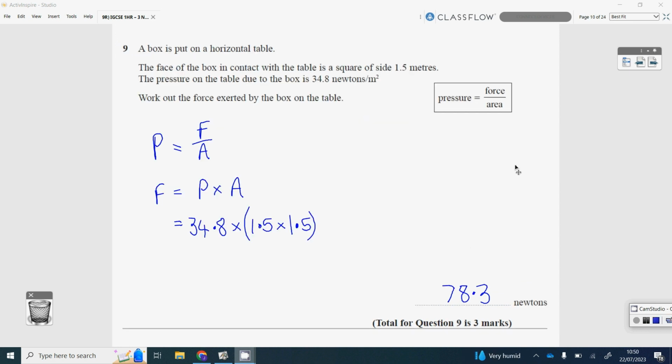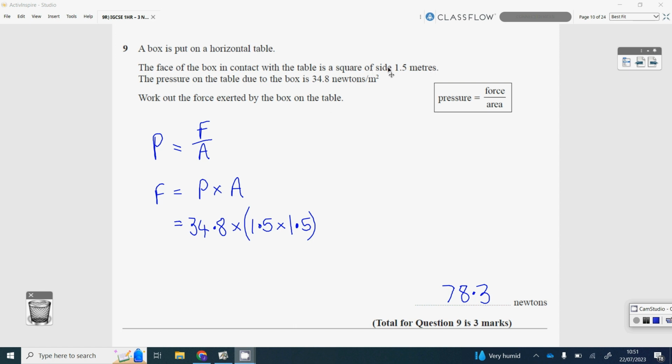Question 9. Well, we're told that pressure equals force over area. Now we're being asked to work out the force, so we need to rearrange this to make force the subject. How do you undo dividing by A? You multiply by A, so force equals pressure times area. Now we're told that the pressure is 34.8. Now the area of a box in contact with the table is going to be just obviously the surface area, the square on the bottom of that box.